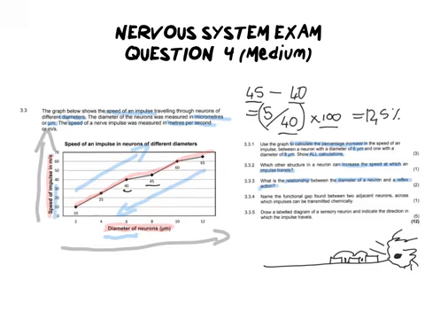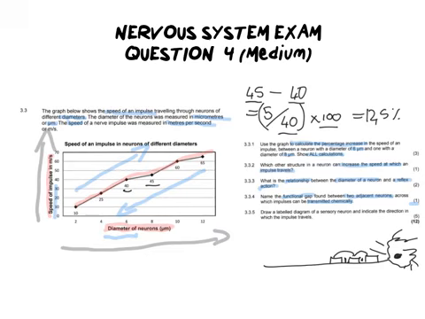Then we move to the next question where it says, name the functional gap found between two adjacent neurons across which an impulse can be transmitted chemically. It's only for 1 mark, so I only need one word. And I think we all know that this is the synapse. It's the empty space. I think they may also accept synaptic cleft here, because that's another way of describing that space.